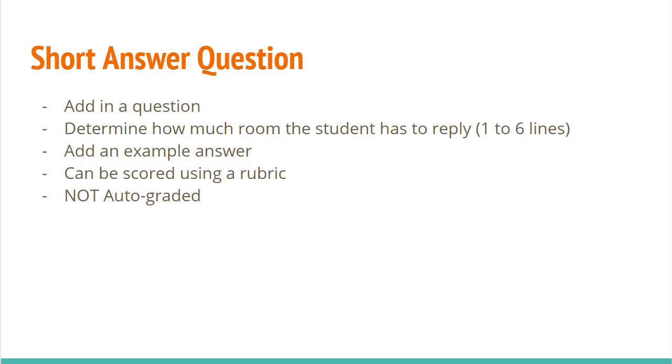Next, let's talk about a short answer question. A short answer question is when you ask your student a question and then they type out a short response. It could be anywhere from 1 to 6 lines. You can add a rubric and you can add an example answer. Note that this is not automatically graded. Once the student submits the test, you'll have to go in, look at their submitted response, and determine how many points they received for the answer they submitted.